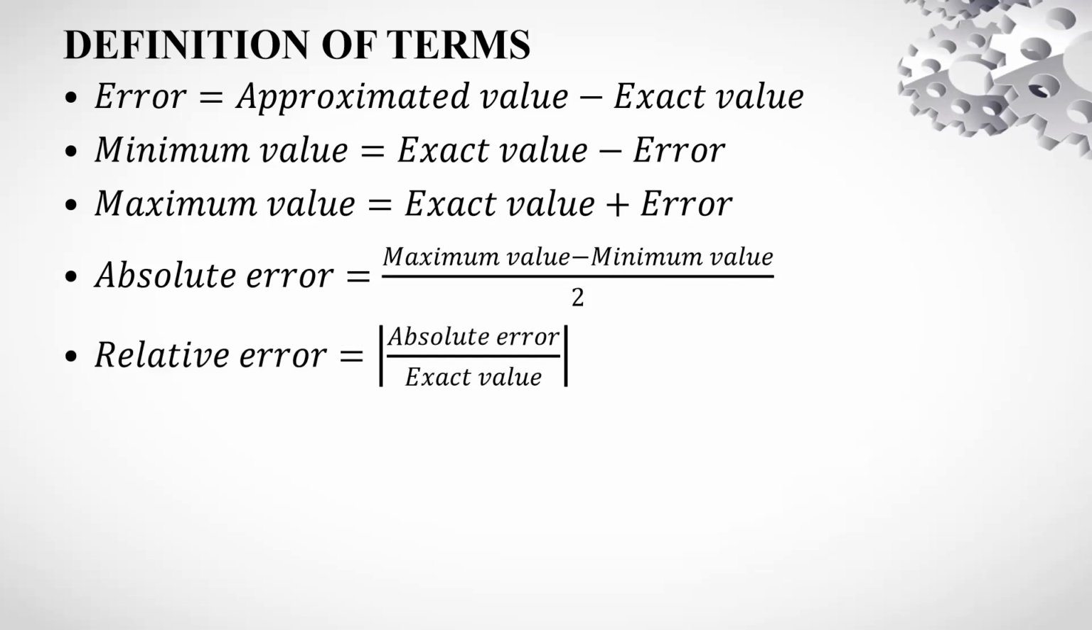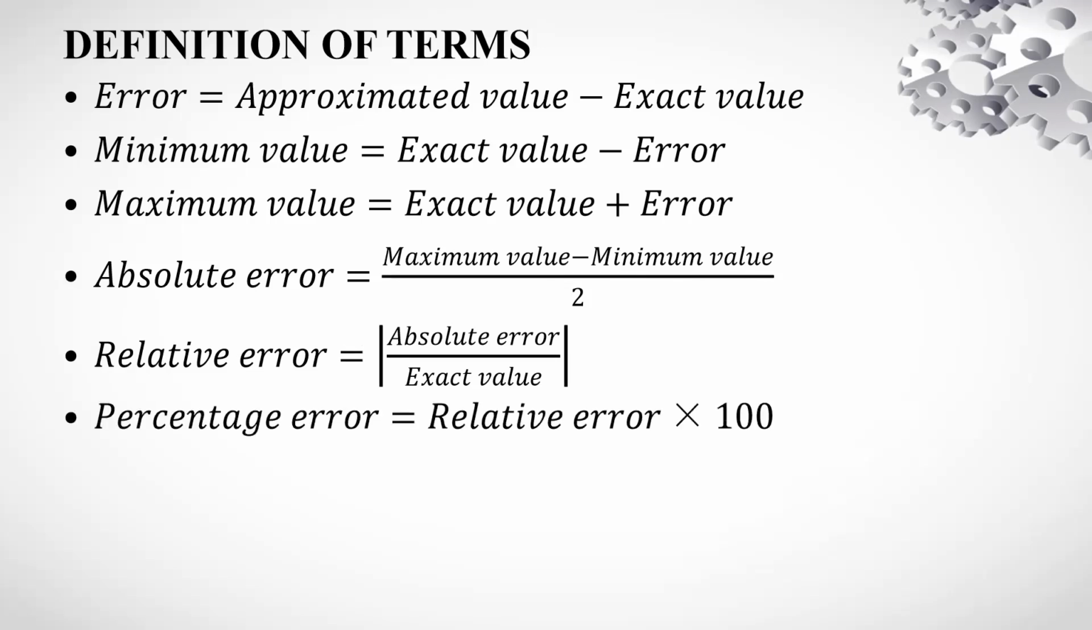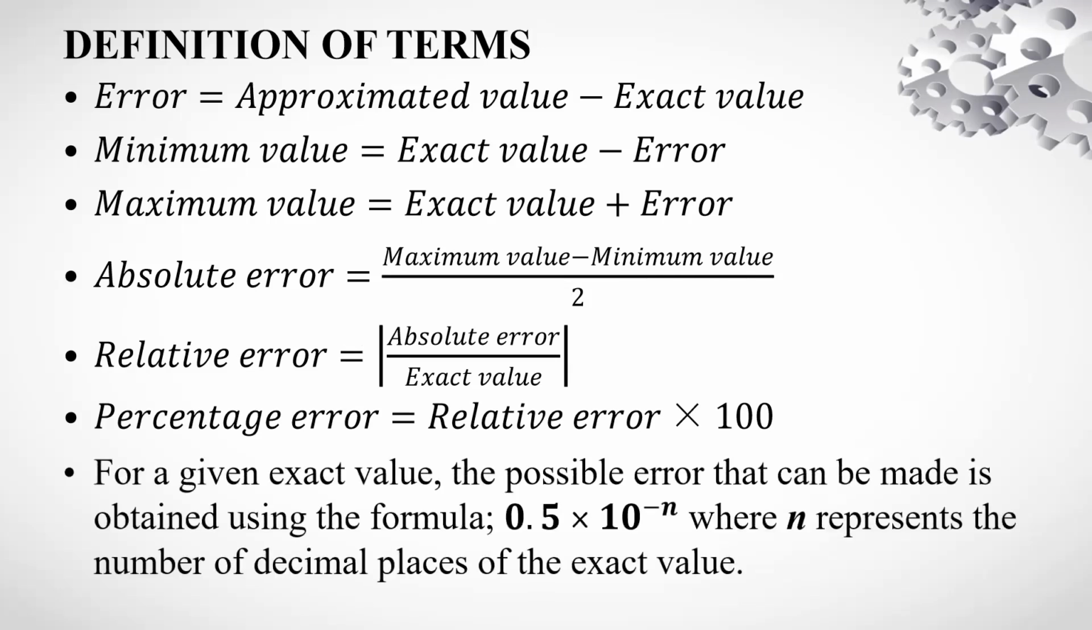Then there is what we call relative error. Relative error is the absolute error over the exact value, the modulus of the absolute error divided by the exact value. There's percentage error. Percentage error is simply the relative error multiplied by 100. Now for a given exact value, the possible error that can be made is obtained using a simple formula. That's a half times 10 power negative n, where n represents the number of decimal places of the exact value.